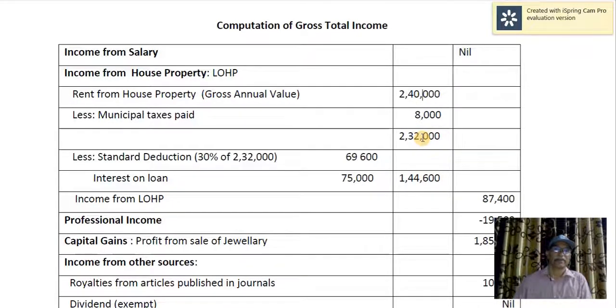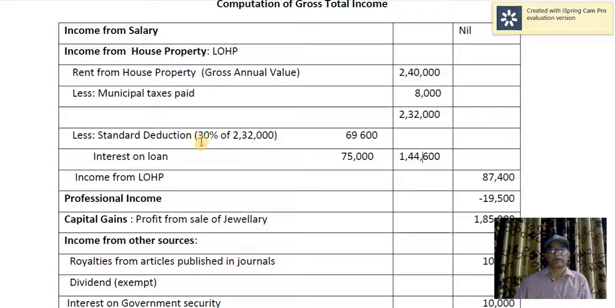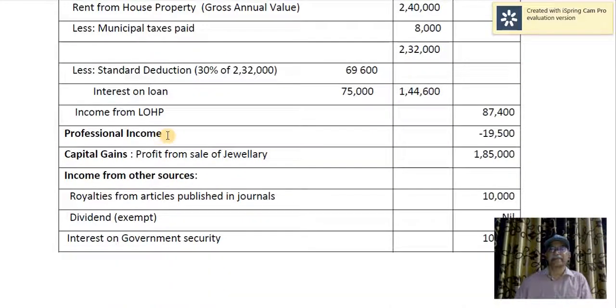Now we have to deduct certain items under section 24, like 30% of annual value, that is 2,32,000, so that comes to 69,600. Interest on loan is given here as 75,000. The entire amount is for professional purpose, and therefore it is deducted. So total deduction from annual value is 1,44,600. If you deduct this from 2,32,000, you will get 87,400. That's income from let out house property. Then professional income, minus 19,500 loss.